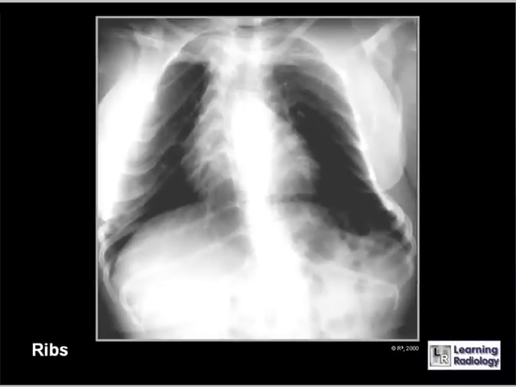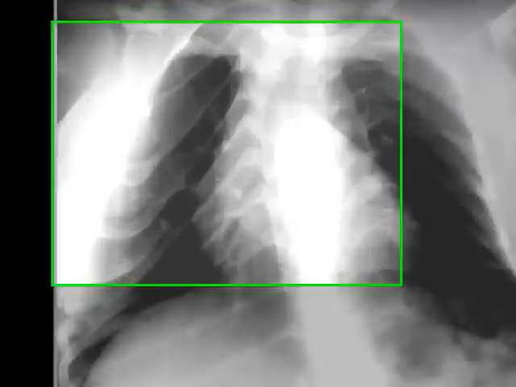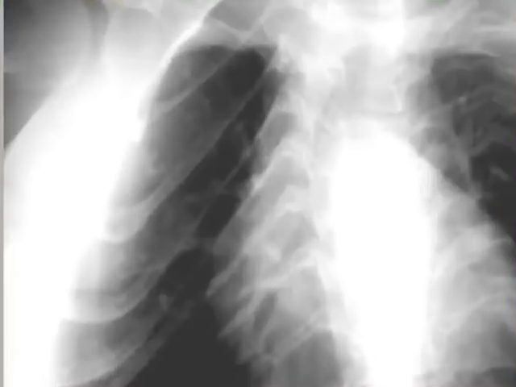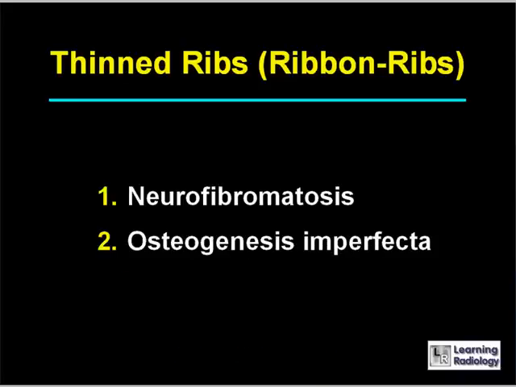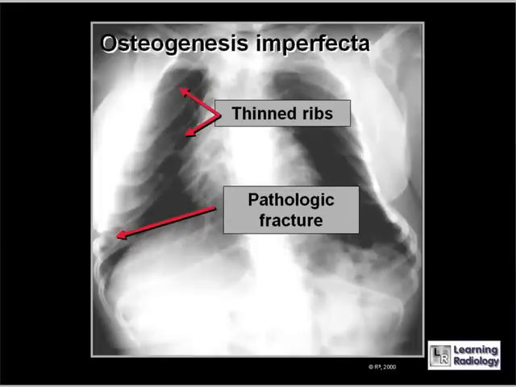Here is the next differential diagnosis. Pause the player. The differential diagnosis is for thinned ribs or ribbon ribs. There are 2 causes listed. Pause the player. 2 of the causes of ribbon ribs include neurofibromatosis and osteogenesis imperfecta.